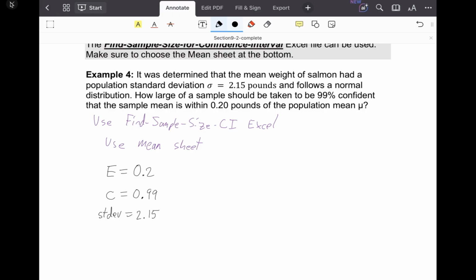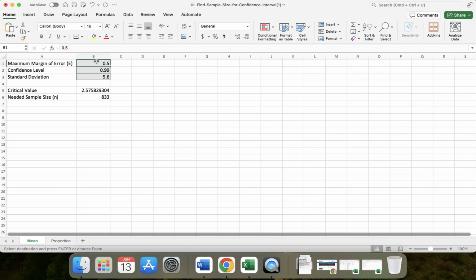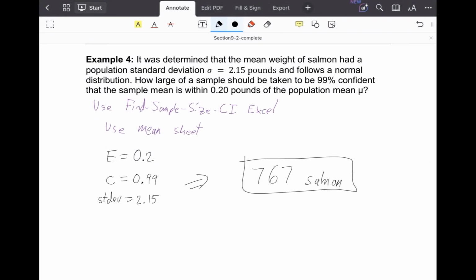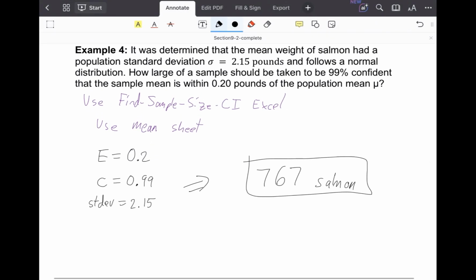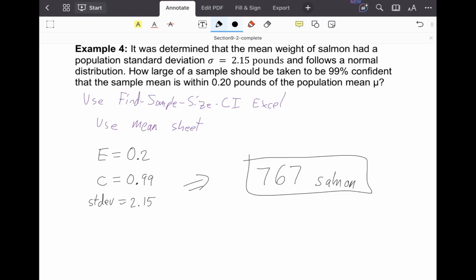We plug those in. And once we plug them in, it gives us 767 salmon. Which is pretty many. I guess it depends on where they're coming from. Out in the wild, that would be, I would think, not feasible. But maybe in a fish hatchery or something, they might be able to get that many salmon pretty quickly.